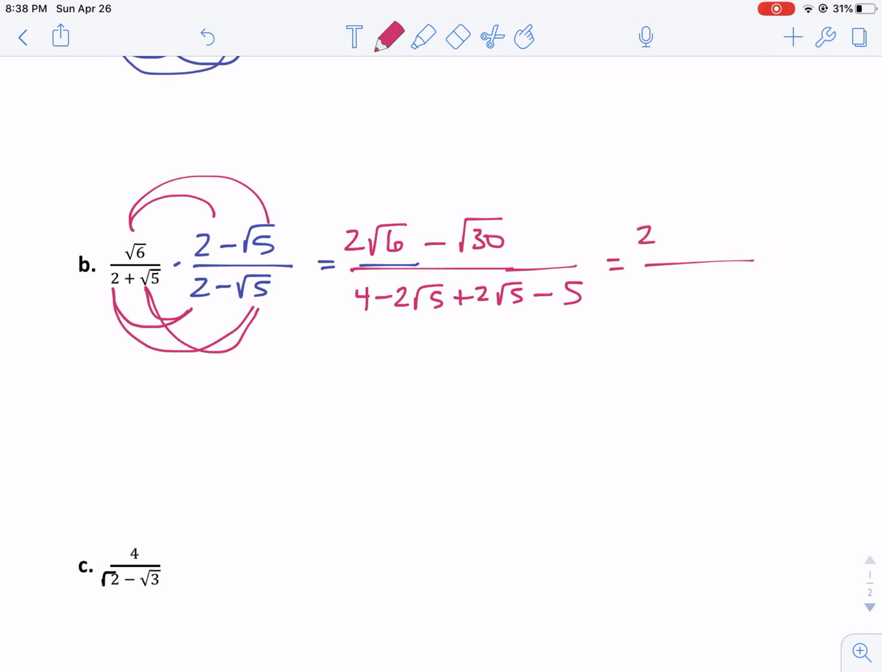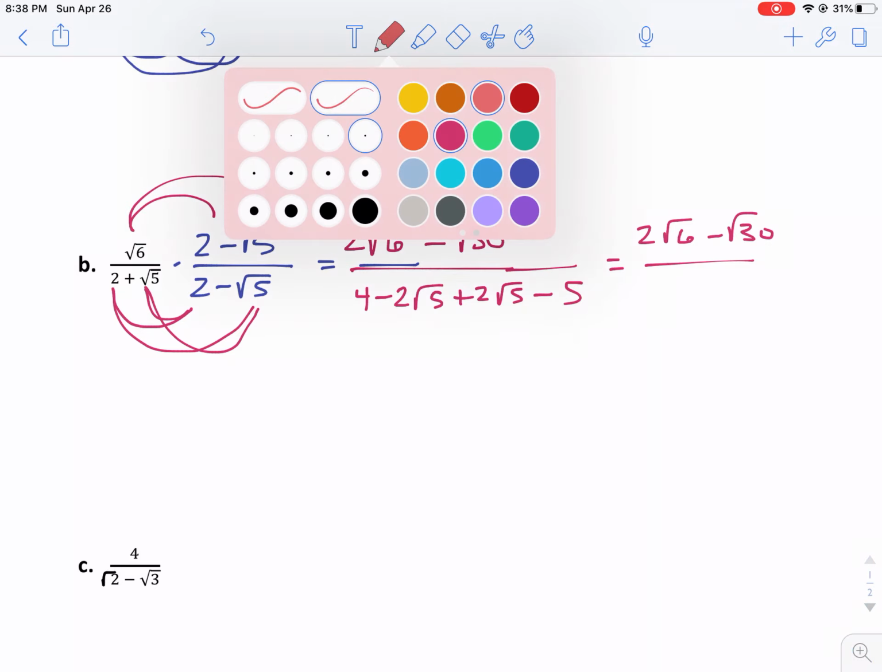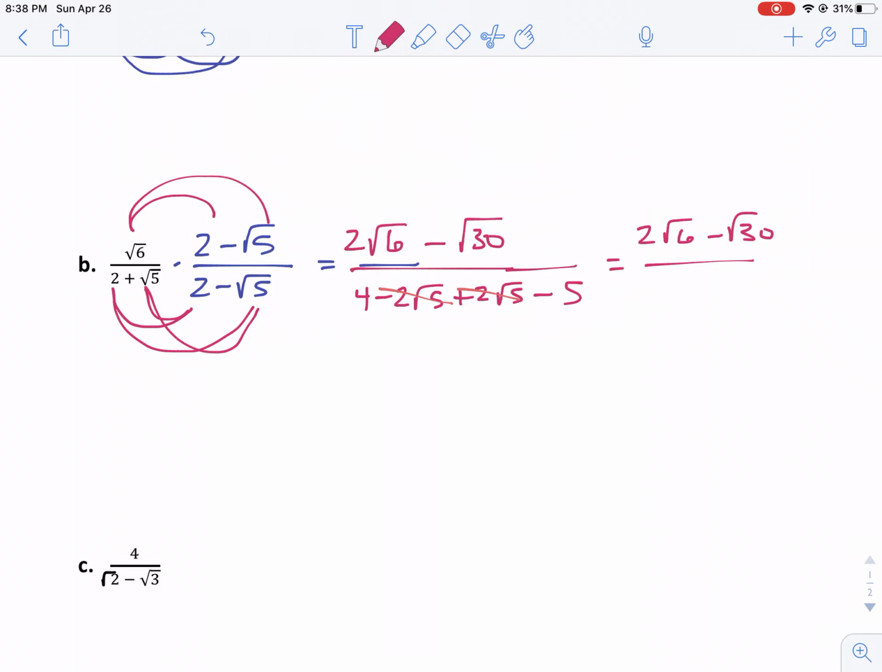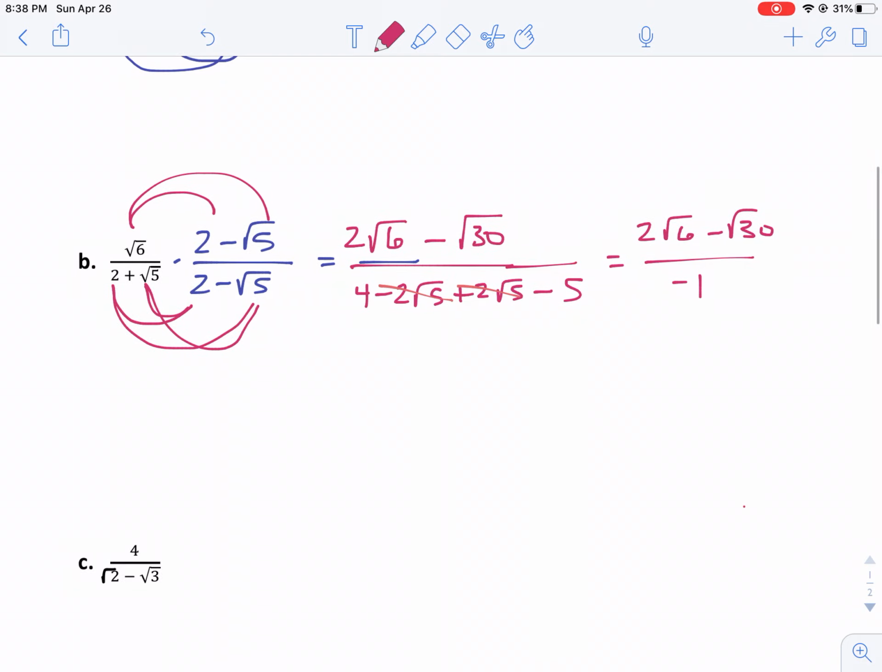So in the numerator, we have 2 root 6 minus root 30. In the denominator, again, these negative 2 root 5 and positive 2 root 5 cancel out, and we're left with 4 minus 5, which would be negative 1. Okay. In this case, we can go ahead and simplify this. We can divide: 2 root 6 divided by negative 1 is just negative 2 root 6. And then negative root 30 divided by negative 1 would be positive root 30. So that would be our final answer.